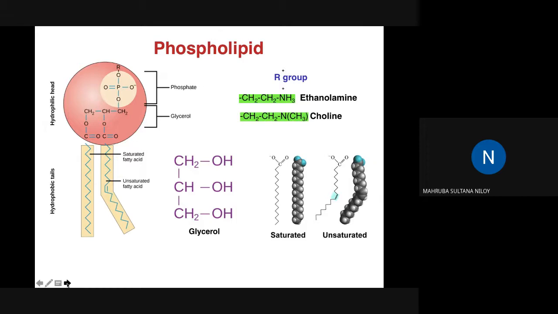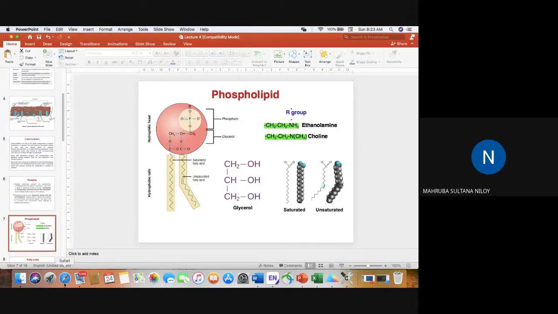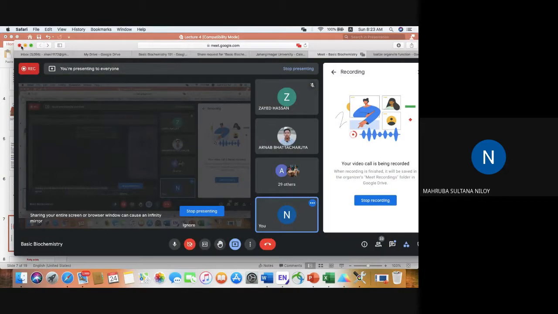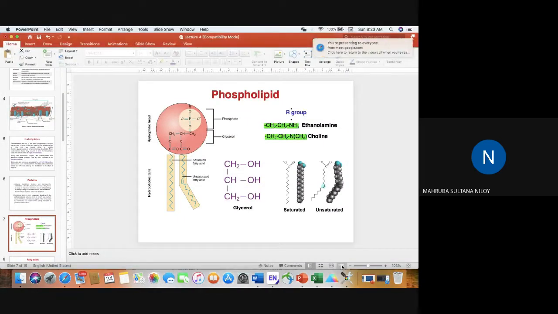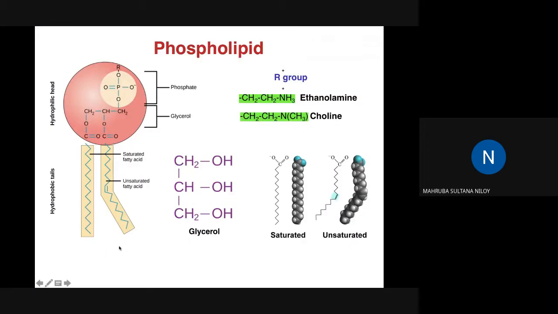So here you can see the phospholipids, right? The phospholipids, head and tail. If we look at the composition of the head group, what is it made of? Glycerol, phosphate, right? Yes, sir. Okay, so here is a structure of glycerol.